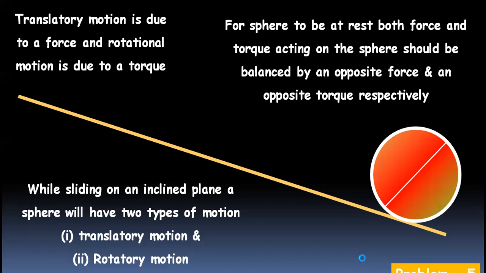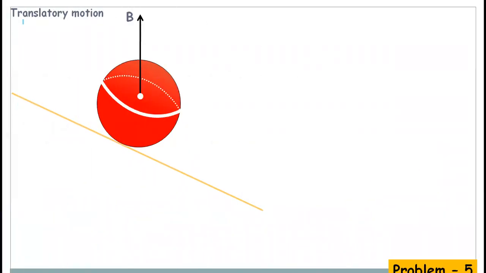Okay, right. In the next slide we'll analyze translatory motion first. But before going into translatory motion, we will find out various forces acting on the sphere which is placed on an inclined plane. So this is inclined plane.